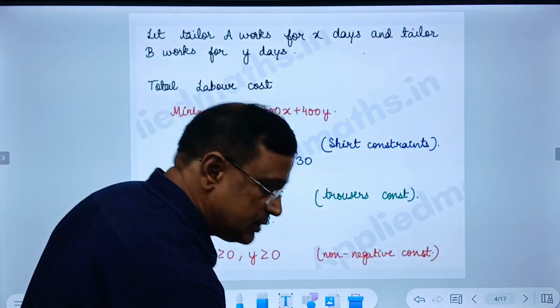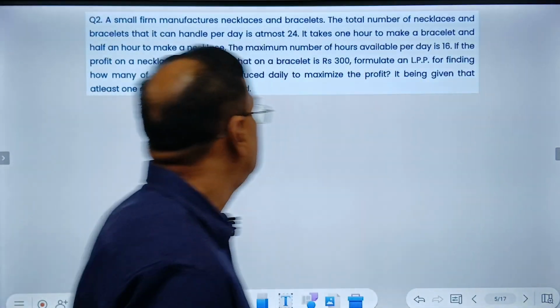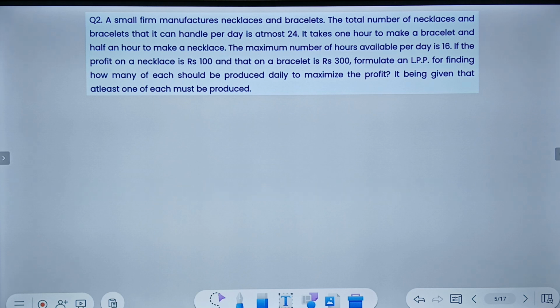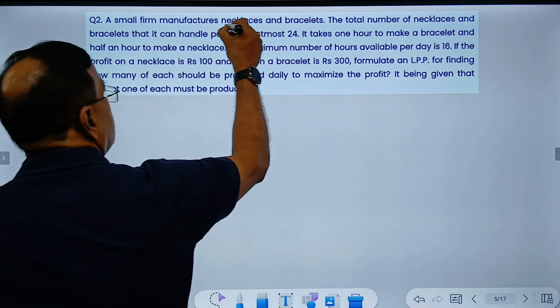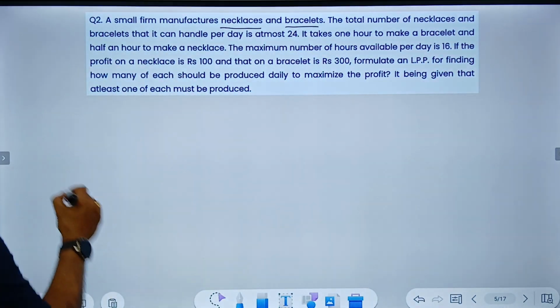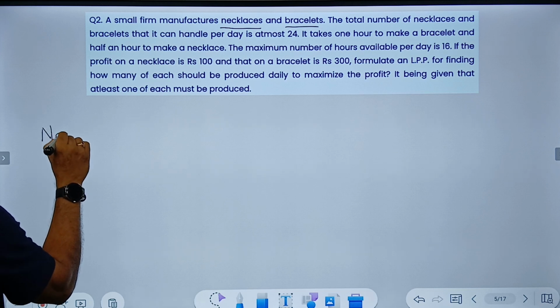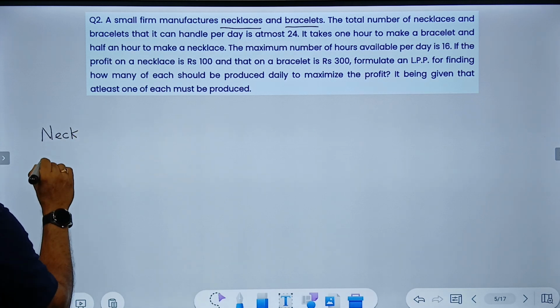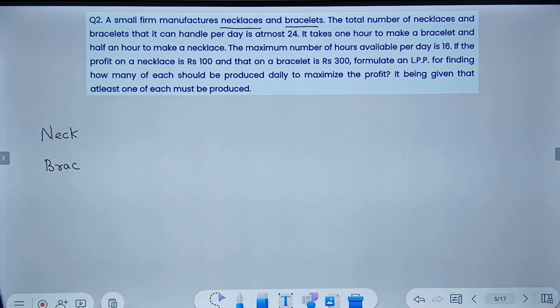Let's go to the second question. Now, what is the second question? A small firm manufactures two items. What are they? Necklaces and bracelets. So they manufacture two items, necklaces and bracelets.